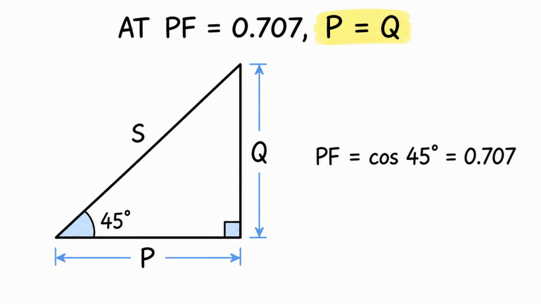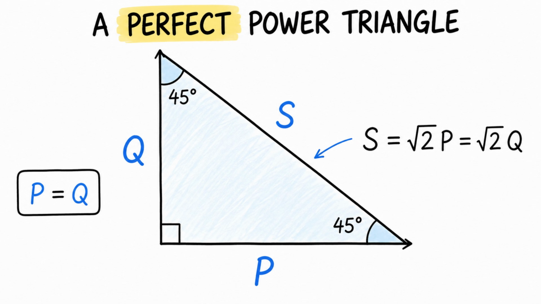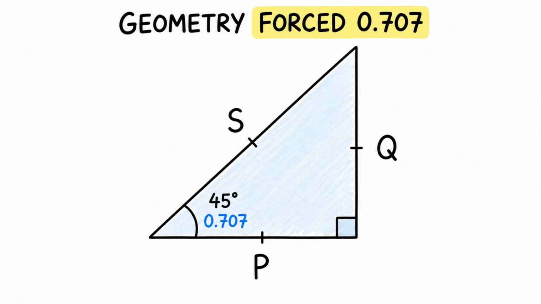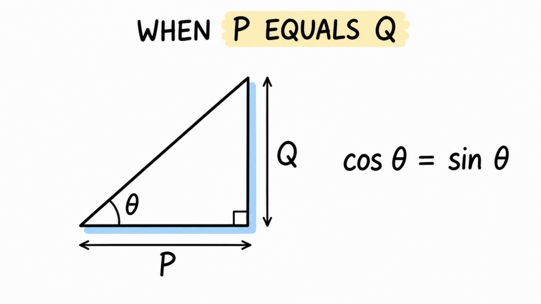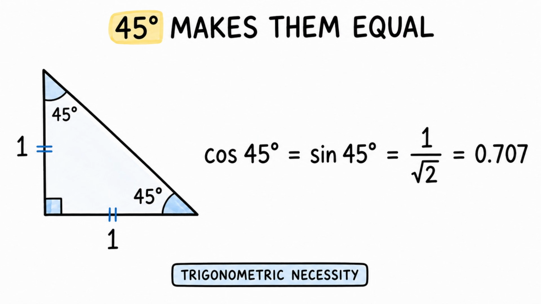The power triangle at this point is a perfect right isosceles triangle. The 2 legs, real power and reactive power, are equal. The hypotenuse, apparent power, is root 2 times either leg. This is not where 0.707 was placed. It is where the geometry of the power triangle forced it. The power factor that makes real power equal reactive power must satisfy cosine theta equals sine theta. That equation has exactly one solution between 0 and 90 degrees. The solution is theta equals 45 degrees. And cosine of 45 degrees equals 0.707, the number arrived through trigonometric necessity.